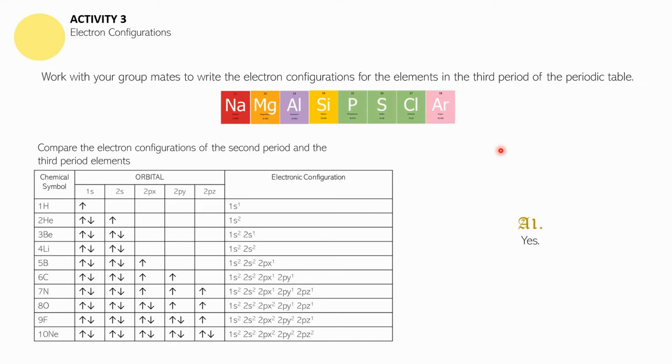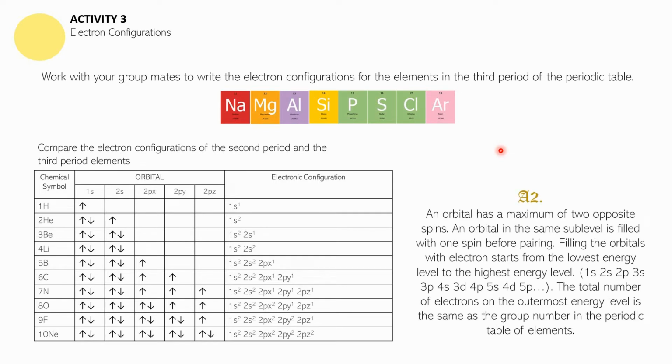For the answer to question number 1, the answer is a simple yes. Yeah, so I hope that you got it correctly, because you have literally a 50% chance of getting the correct answer here. It's either yes or no.